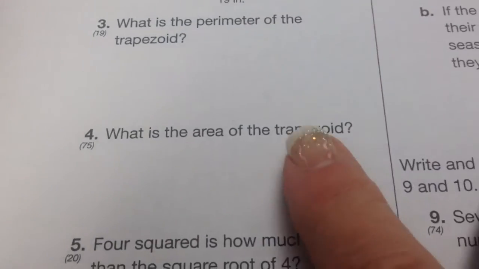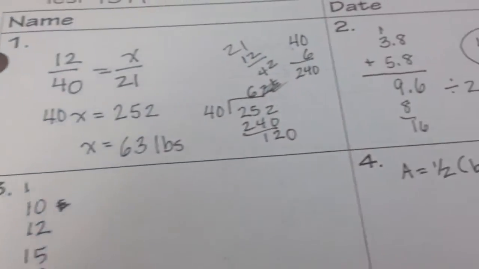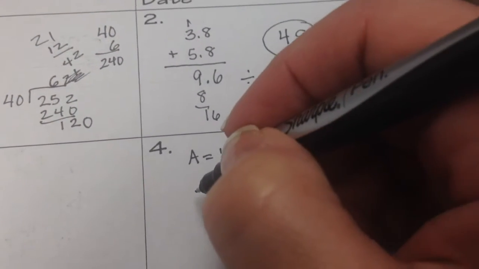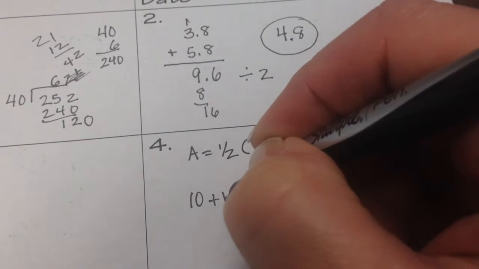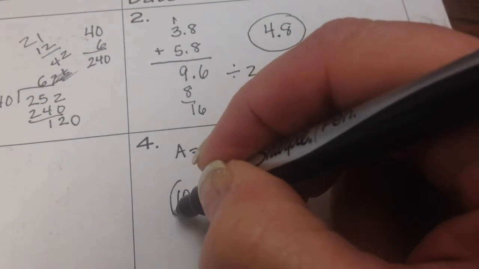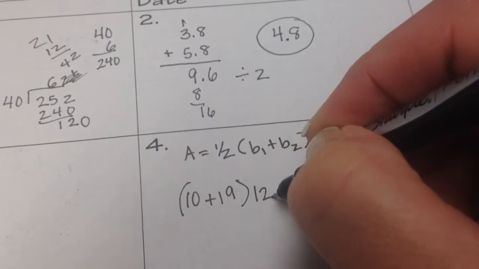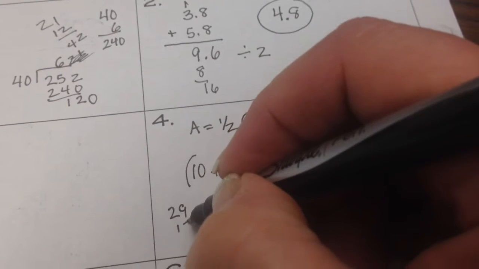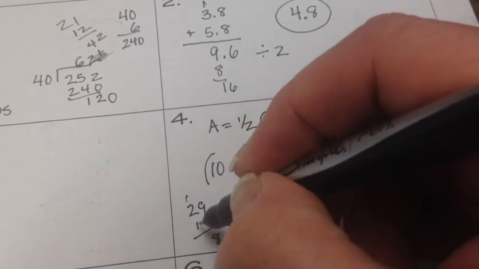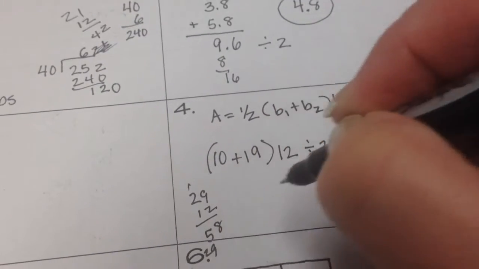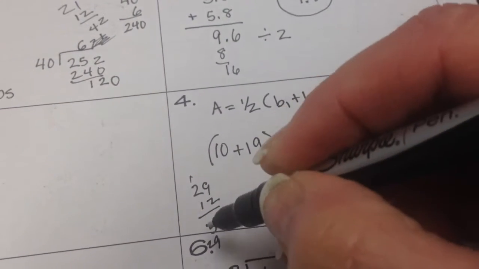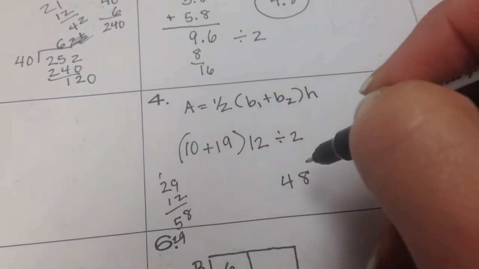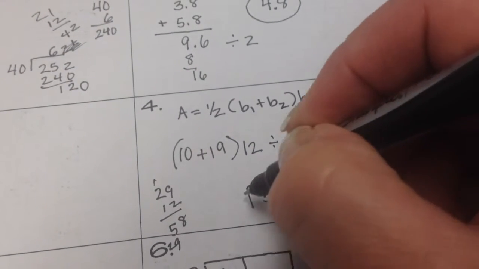And now look, it's going to ask me area. How do we do area? Half base 1 plus base 2 times height. So we have 10 plus 19 times 12, and then you divide that all by 2. All right, so that's 29, right? So let's do 29 times 12. We are going to get 18, carry the 1, 5, 9, 2, so we're going to get 8, 14, and that was a 2, correct? Yep, so 348. We're going to divide that by 2.